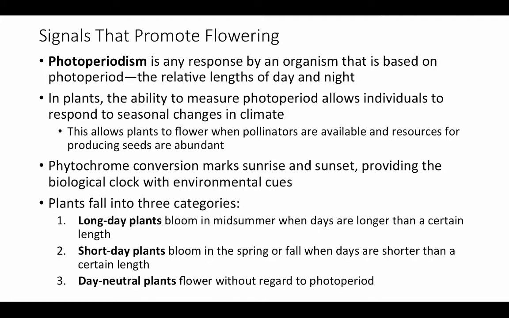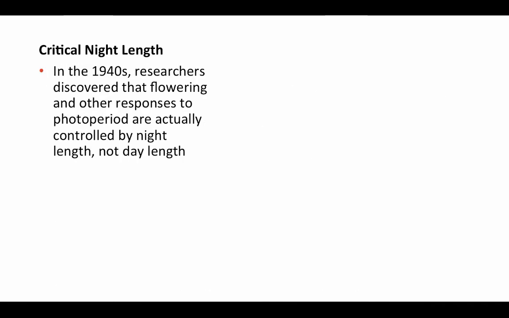So plants fall into three categories in terms of how they respond to these photoperiods. There are long day plants that bloom in midsummer when days are longer than a certain length. Short day plants bloom in the spring or fall when days are shorter than a certain length. And then there are day neutral plants that flower whenever they're ready without regard to photoperiods. So when they reach a certain age, maturity, they'll go ahead and flower, and it doesn't matter what time of year it is. And it turns out that it's not so much the length of the day that determines when these plants are going to flower.